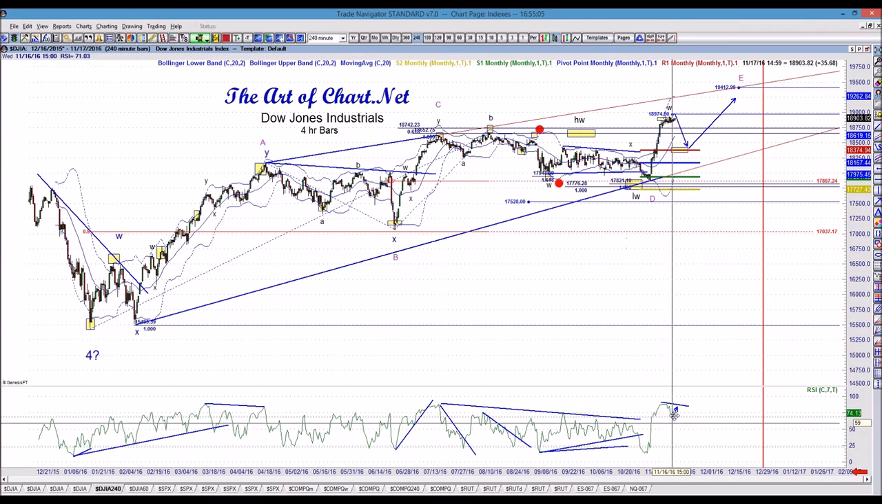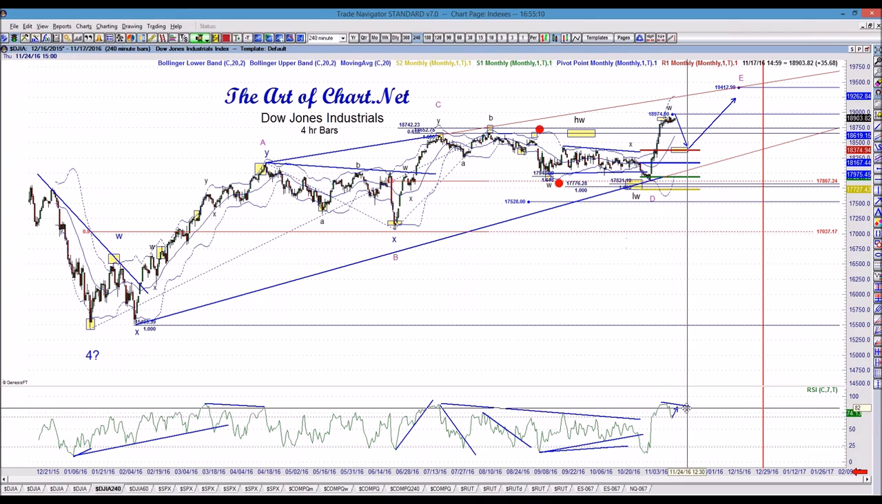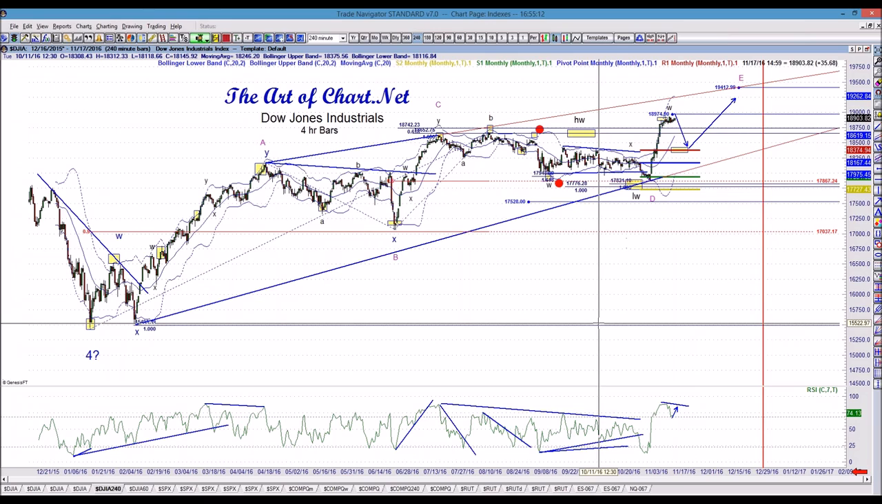And by the way, do you see any divergence here yet? I don't see any divergence here. Until I see some divergence here, I don't think this structure's cooked yet. So that's my answer to your question.